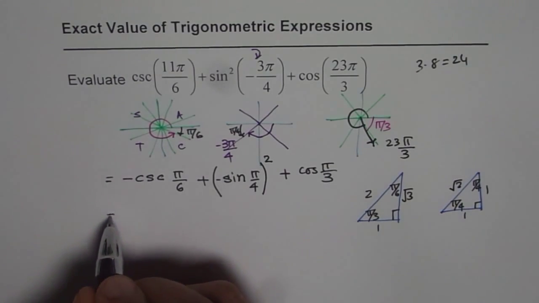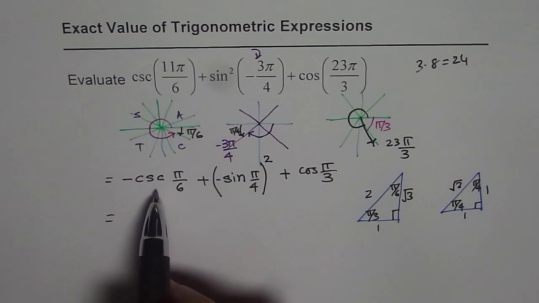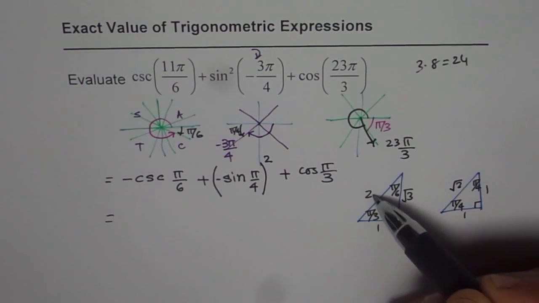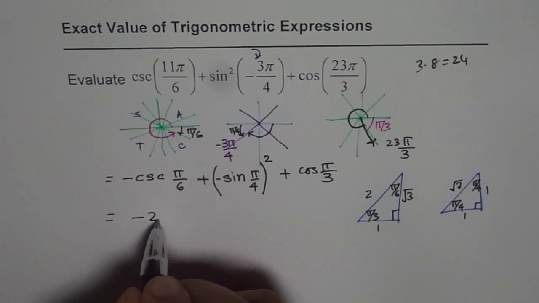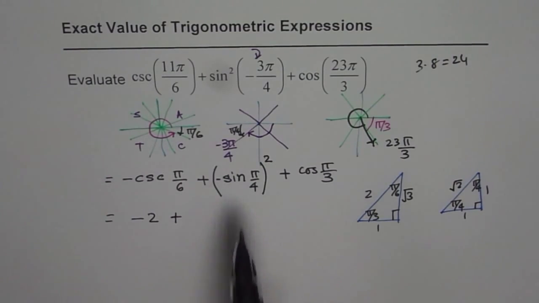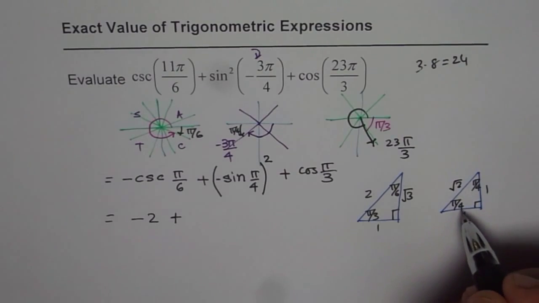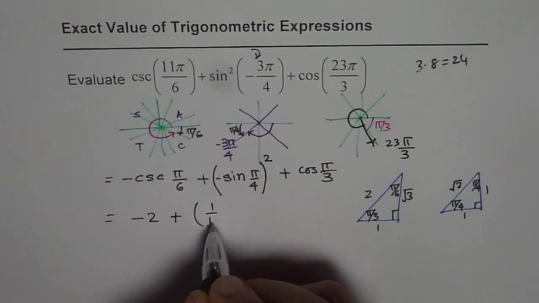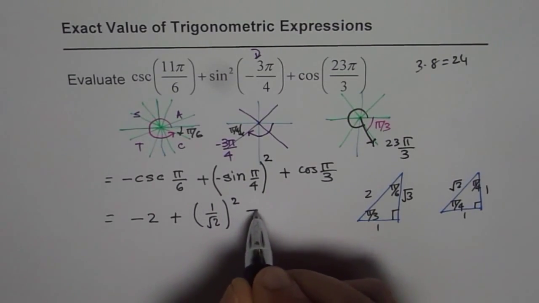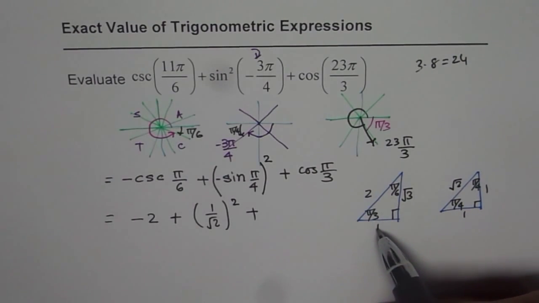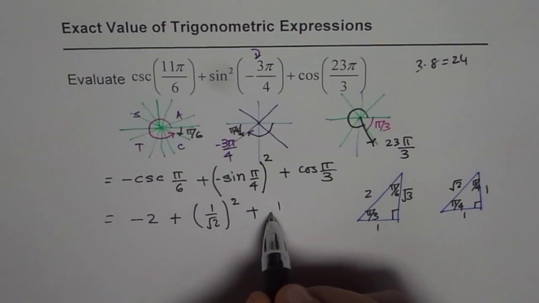Let's fill in the values. Cosecant is the reciprocal of sine, pi by 6. Well, look from here, sine is opposite over hypotenuse, cosecant is the reverse, so this is 2 over 1. So we'll write minus 2 for the first one, plus sine square. So we have to square this value. Pi by 4 is here. Sine is opposite over hypotenuse, so 1 over square root 2, and we'll square this, plus cos of pi by 3. Pi by 3, cos is adjacent over hypotenuse, so 1 over 2, right?